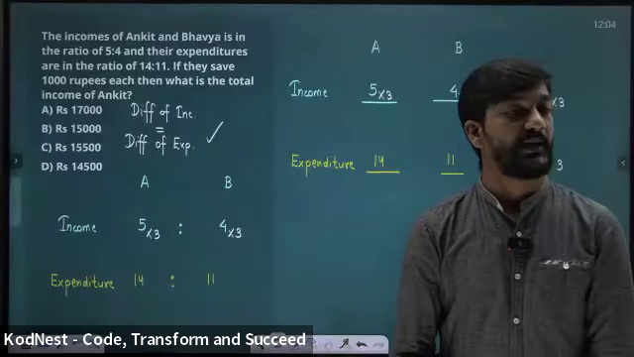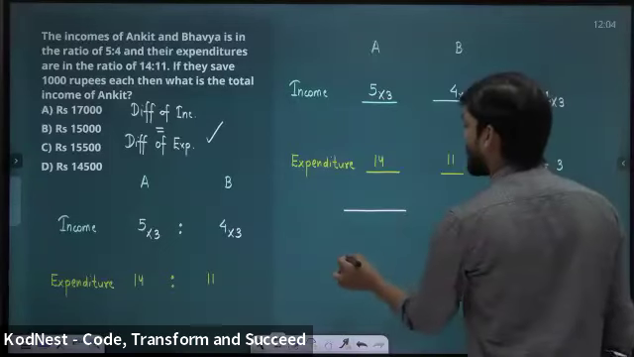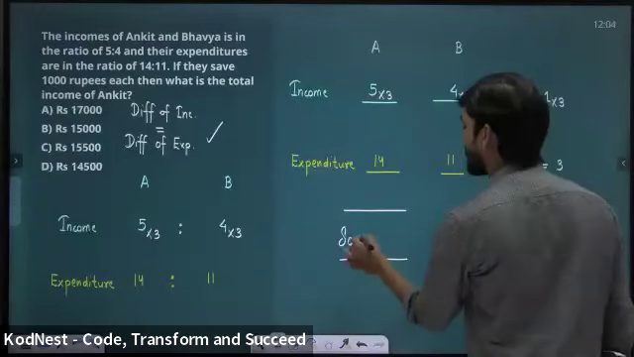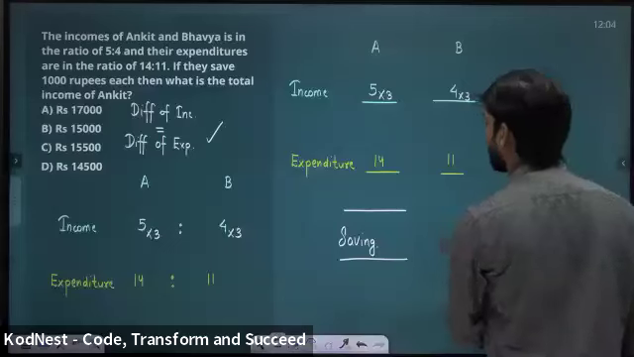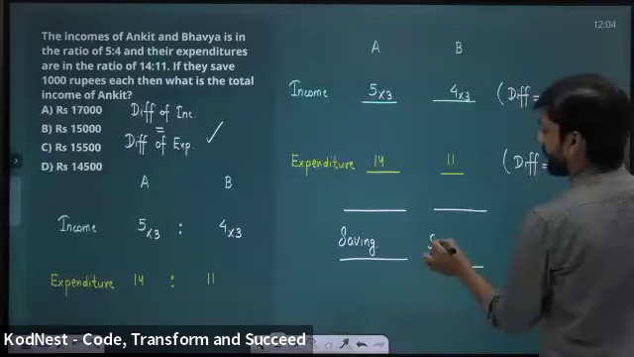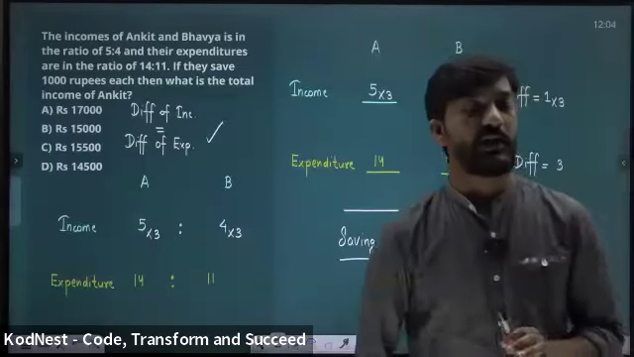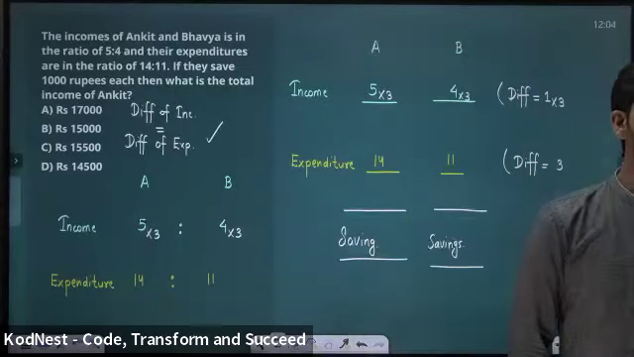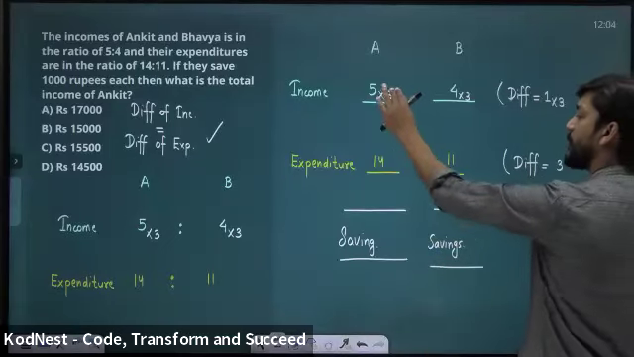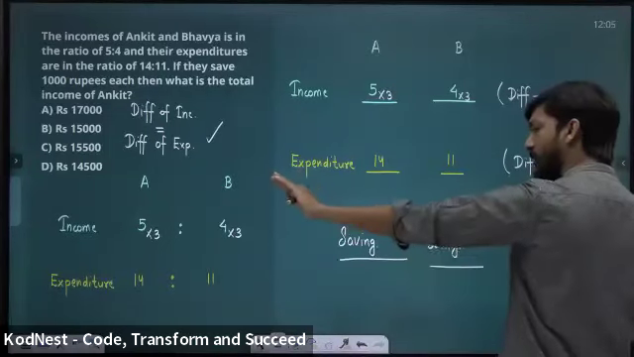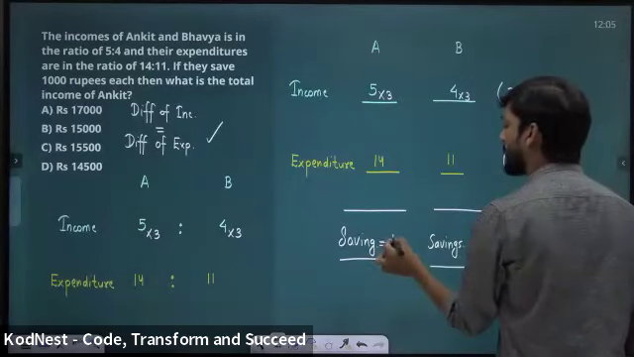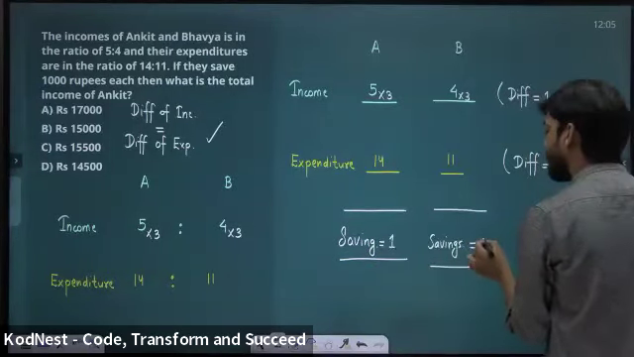Now the second thing. How much are they saving? How much is the saving of Ankit? Don't see the question. Tell me from these values. How much is the saving? Don't tell me from the question. Tell me with these values. How much will you say is the saving of Ankit? Income is 15. 14 rupees spent on something. So saving is 1 rupee. For Bhavya also, saving is 1 rupee.